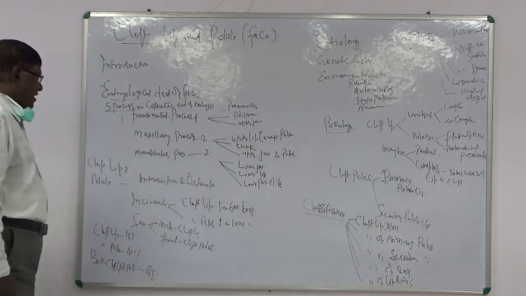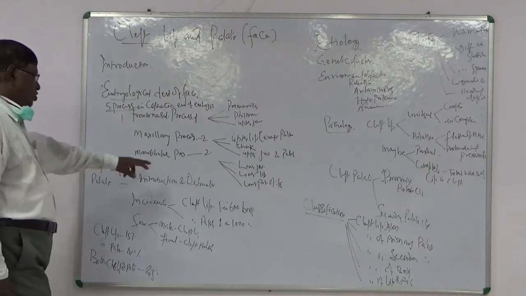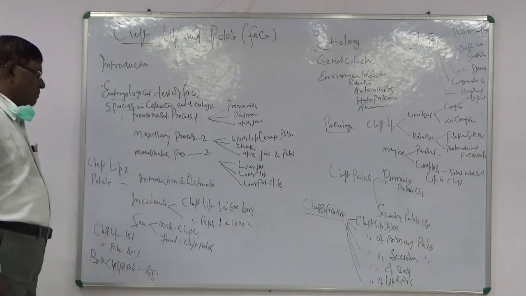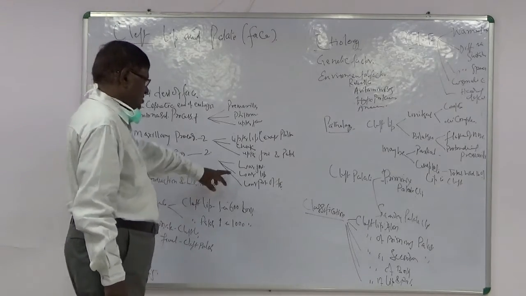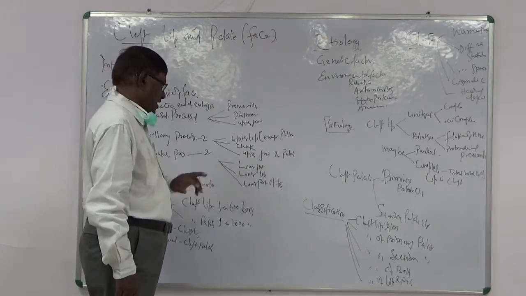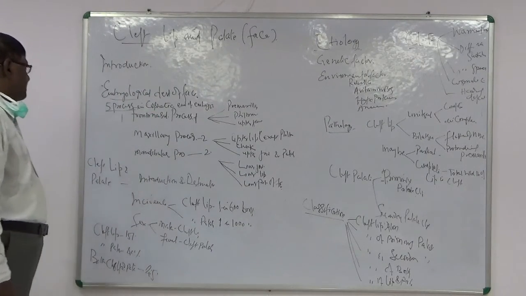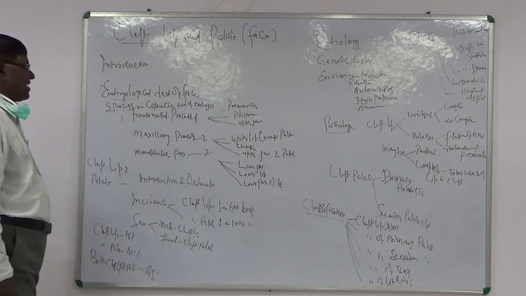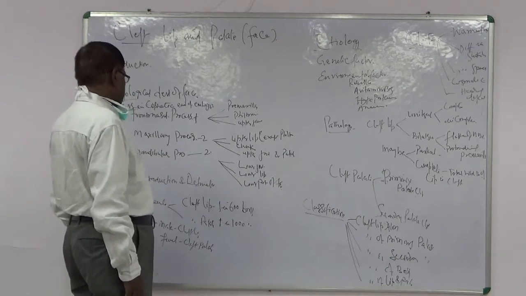The other process is the mandibular process, which forms the lower part of the face. The mandibular processes combine in the middle of the chin, and form the lower jaw, the lower lip, and the lower part of the face. So in this way, the embryological development of the face takes place in our embryonic life.